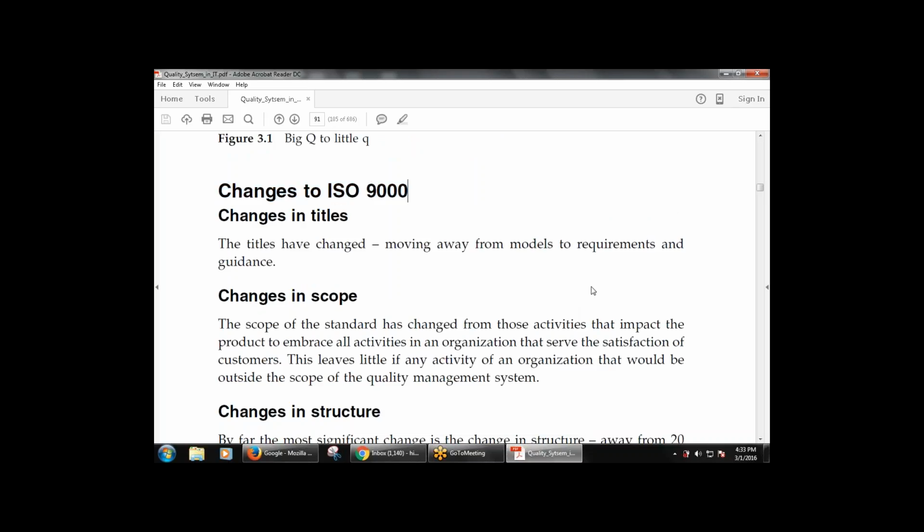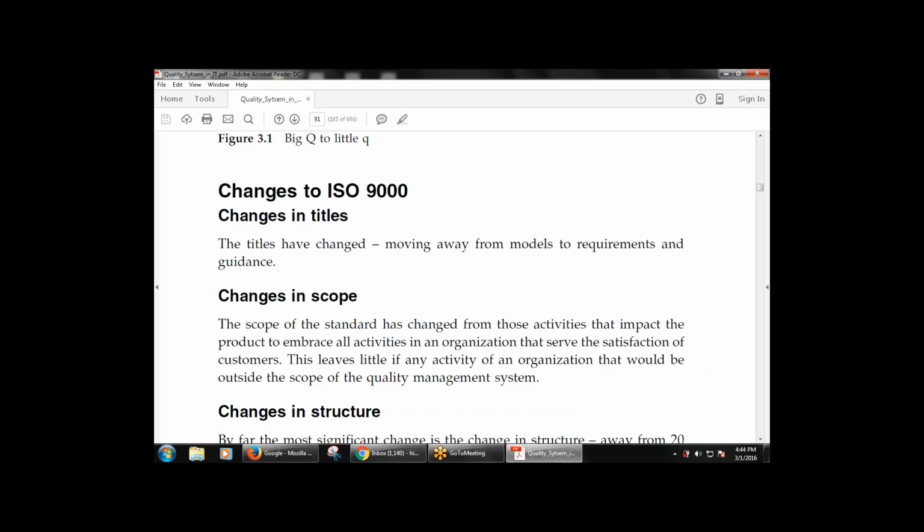So what are the various changes that are applicable in the ISO 9000 standards? That means, what are the various changes available to ISO 9000? First is the change in the title. There is a change in the title used for the ISO 9000 standard.